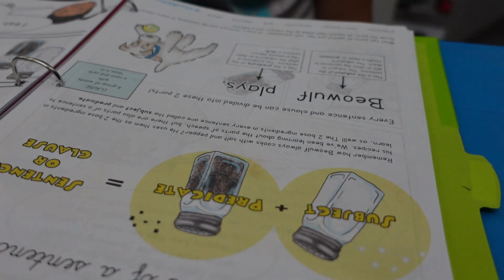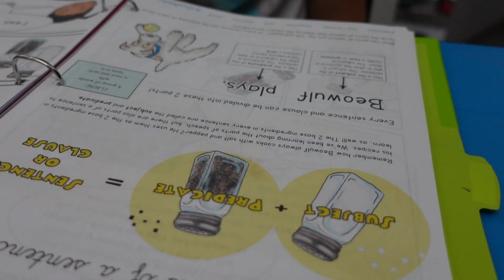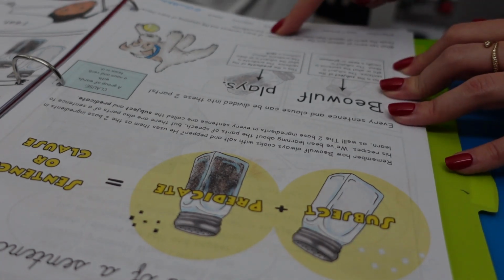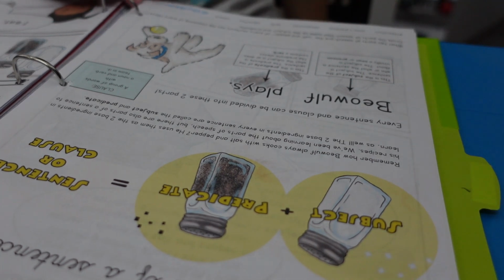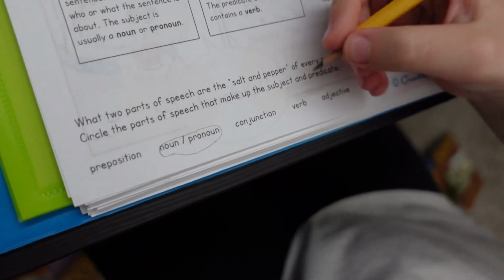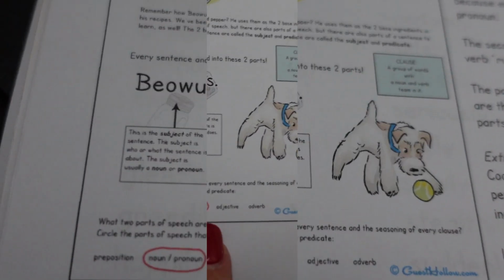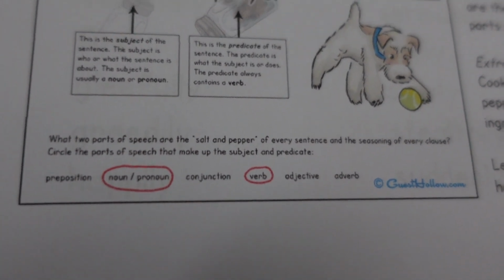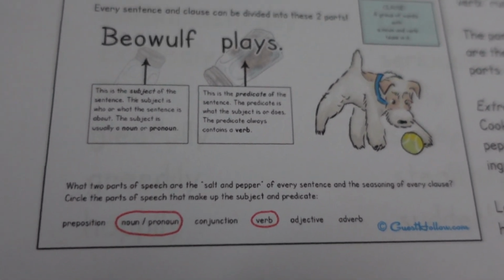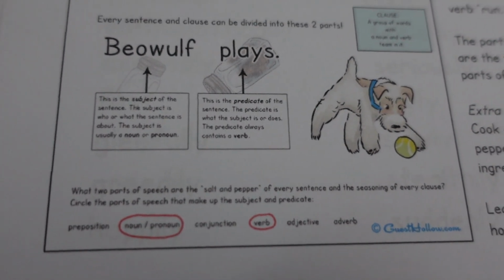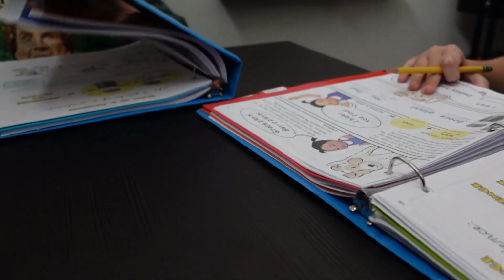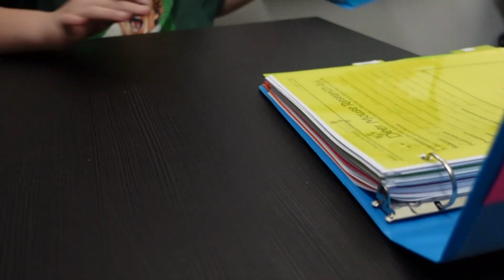Very good. Now at the bottom it says, what two parts of speech are the salt and pepper of every sentence and the seasoning of every clause? What are they? Circle the parts of speech that make up a subject and predicate. So go ahead and circle. All right, so what did we circle on our pages? Noun slash pronoun and verb. Which one's the subject? Noun slash pronoun. And which one's the predicate? Verb. Good job. All right, we're done in your binders, but now we're going to do your review. So this review is going to be on separate paper.